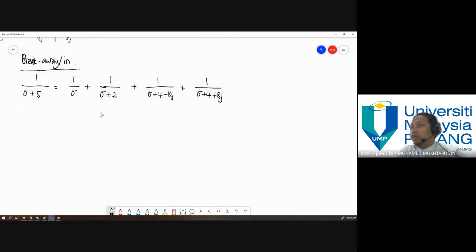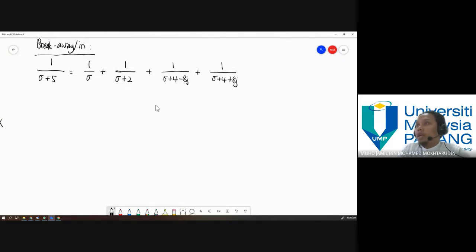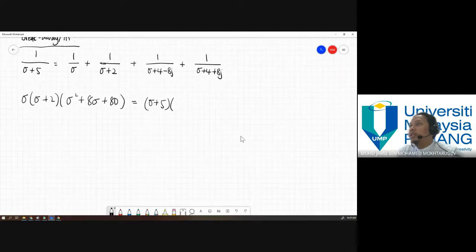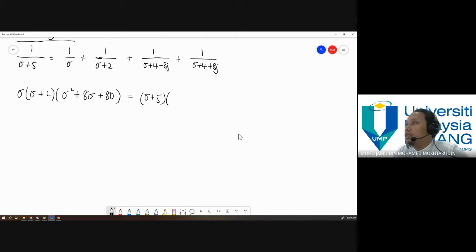Okay, I think you can use calculator to get this. But whatever lah. So you get sigma plus 2 sigma squared plus 8 sigma plus 80 equals sigma plus 5. Panjangnya. Baik, calculator lah.